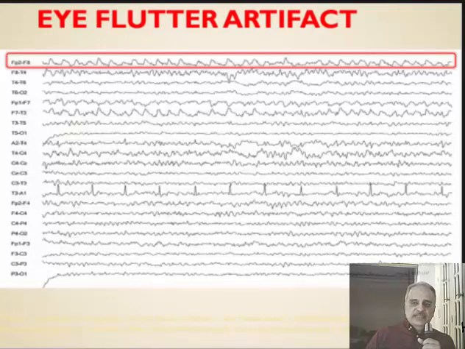When the eye movement is repetitively and rapidly closing and opening, this is called eye flutter. Note that the amplitude of the eye flutter is less than that of the eye blinking, but it is very frequent, more frequent than the eye blink.